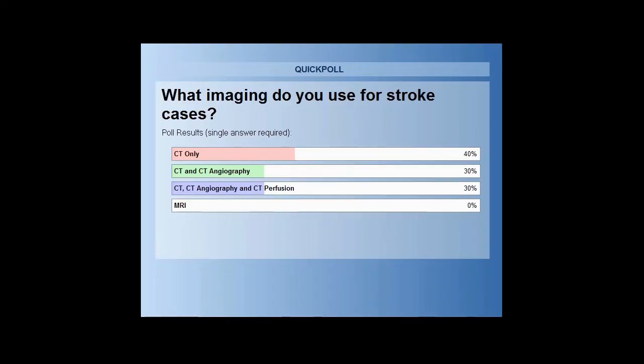Yeah, so nobody's really using MR too much. I think we've gotten away from using CT perfusion imaging. I know in the States for a while there were a lot of concerns about the amount of radiation. We use CT angiography and CT scanning very, very routinely. We think it's very valuable.